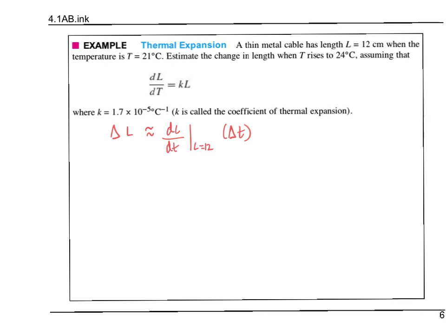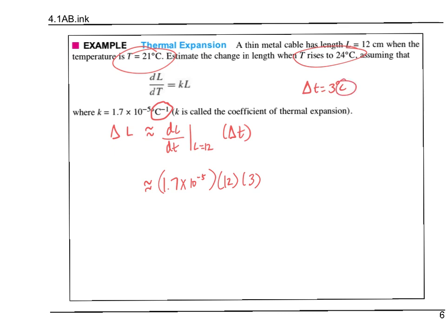We would then plug in the L, which is given. We need to figure out what is the change in T. Well, we want to know between 21 and 24. So therefore, the change in T is 3 degrees Celsius. So this is approximately equal to 1.7 times 10 to the negative fifth times 12 times 3. And the units, which I didn't write in here, but K is the C to the negative 1, canceling out the C for my change in T. So those units are gone, and I would be left with just the centimeters from that 12.